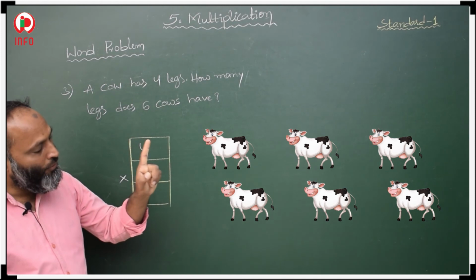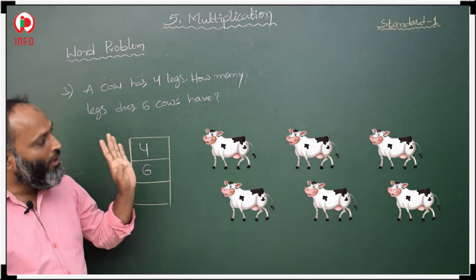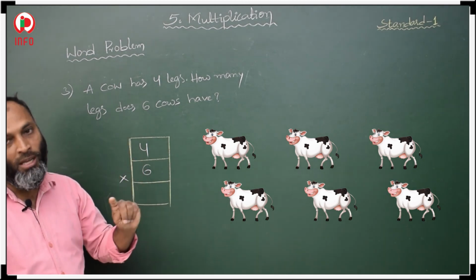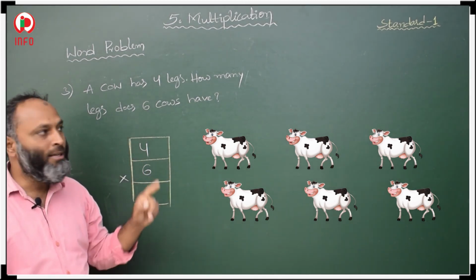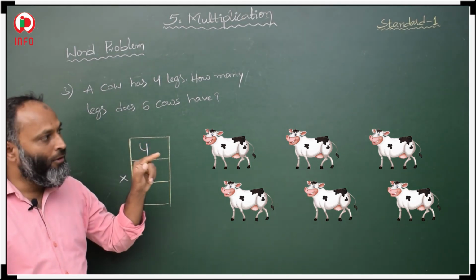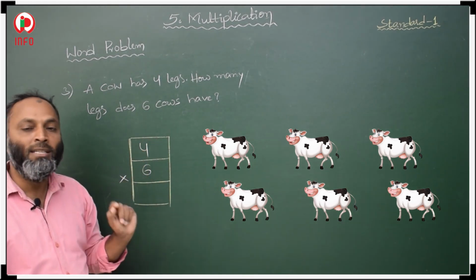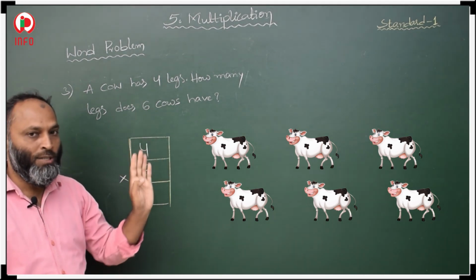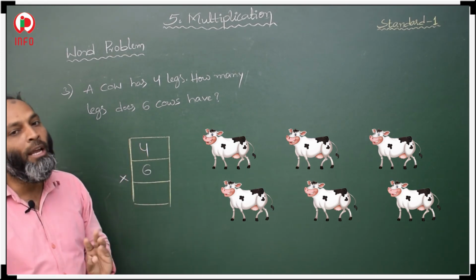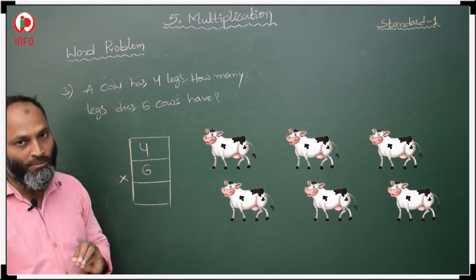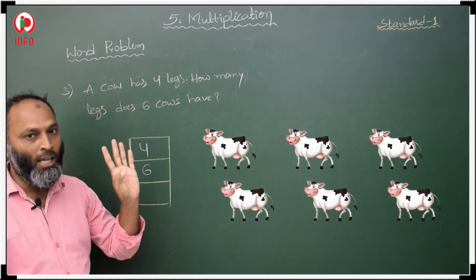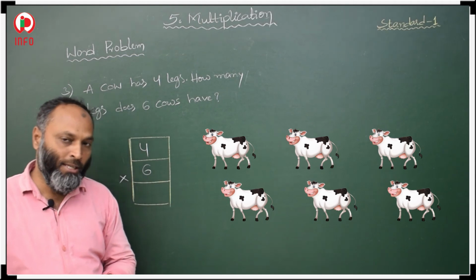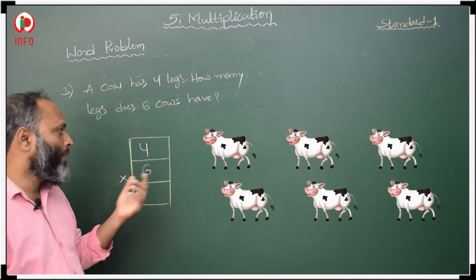So 4, 4, 4, 4, 4, 4. All 6 cows have an equal number of legs. It is repeated addition. Why? Because they have an equal number of legs. We have to add 4, 6 times: 4 plus 4 plus 4 plus 4 plus 4 plus 4. How many times? 4 we have to add 6 times. So it comes under repeated addition. When there is repeated addition, we can apply multiplication.